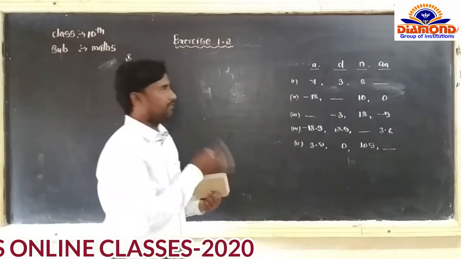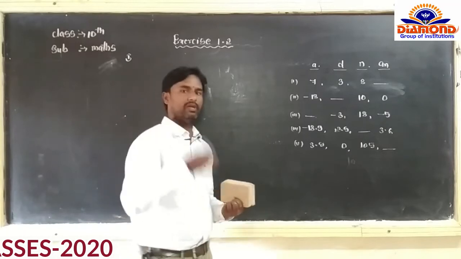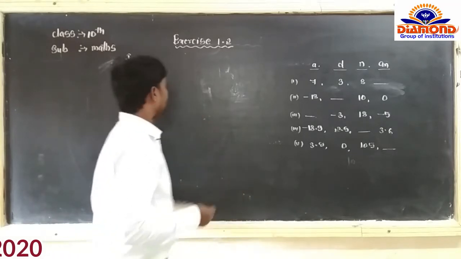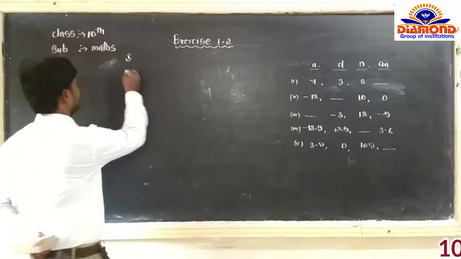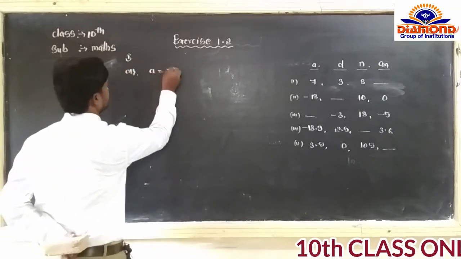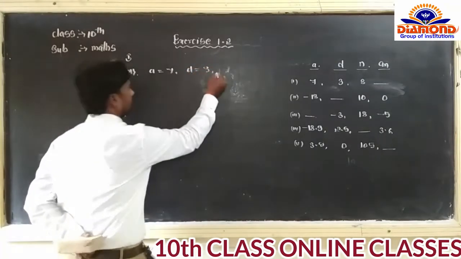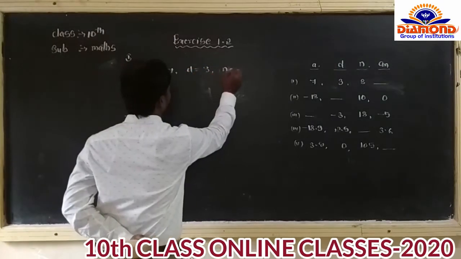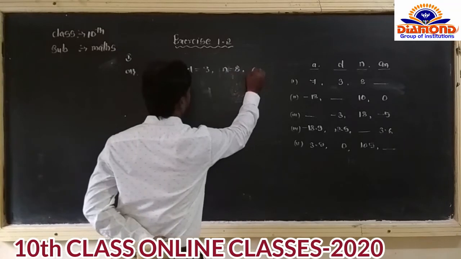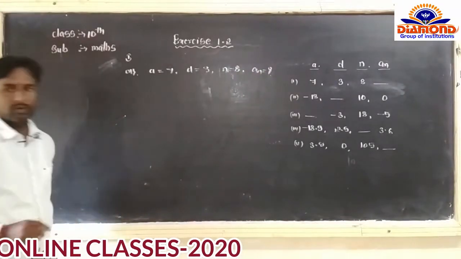So the remaining previous 3 example questions, those 3 questions you will do as homework, dear students. Okay, let us come to the first question I am taking here. First question is what? a is given 7, dear students, and common difference is equal to 3 and n is equal to 8, dear students. an is equal to question mark.